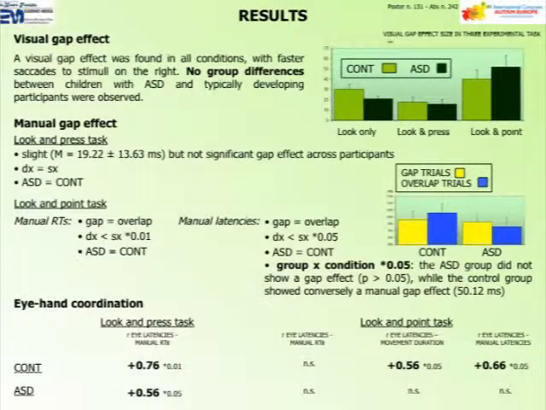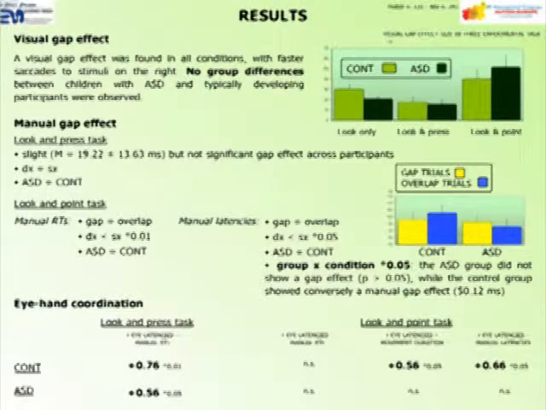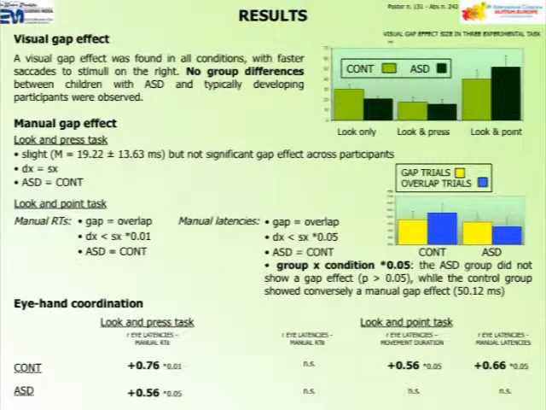As regards manual responses, we did not find any between group differences in manual gap effect in the look and press task. However, in the look and point task, we found a significant interaction between the group and condition, gap or overlap, in the sense that the ASD group did not show a gap effect, while the control group showed conversely a manual gap effect.